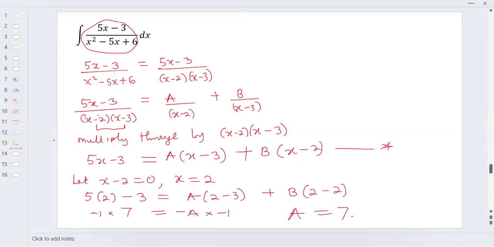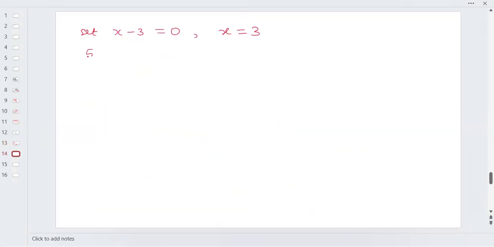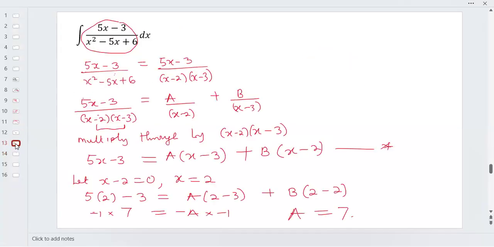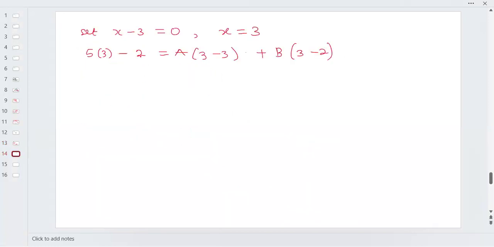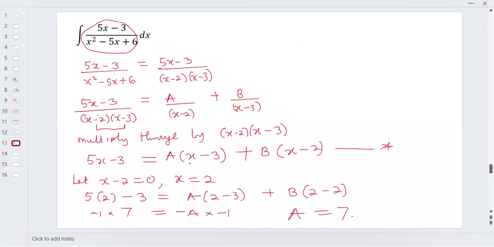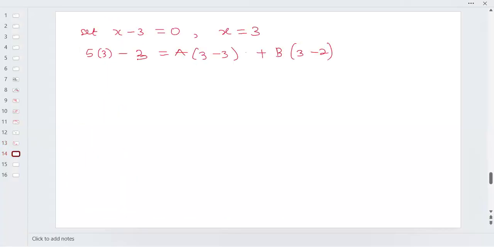So we have 5 into 3 minus 2 equals a into 3 minus 3 plus b into 3 minus 2. I hope that's correct. Yep. So, yes, 5 into 3, then minus 3, and then we have 3 minus 3, 3 minus 2. So this is correct. So this is 15, and 15 minus 3 is going to give me 12.